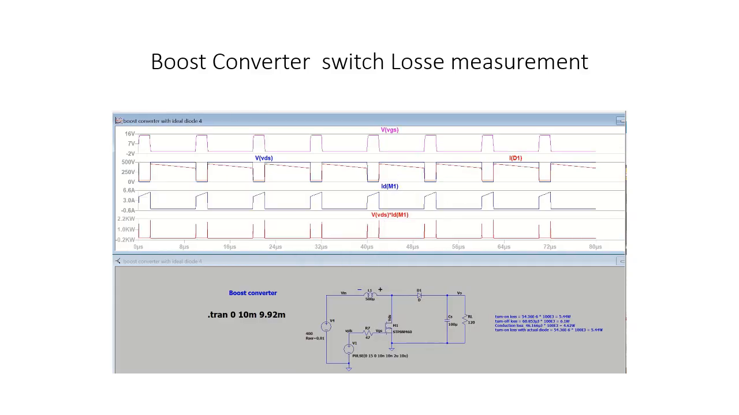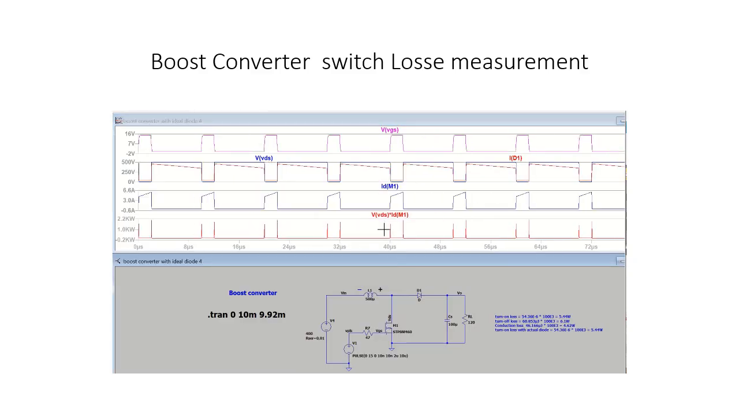Again, run the simulation. Now we found out the turn on losses and turn off losses, and one more important loss is the conduction loss while the switch is on. When the switch is off, the losses will be negligible, so they need not be measured. Now we'll measure the losses when the switch is on. I'll expand this area.